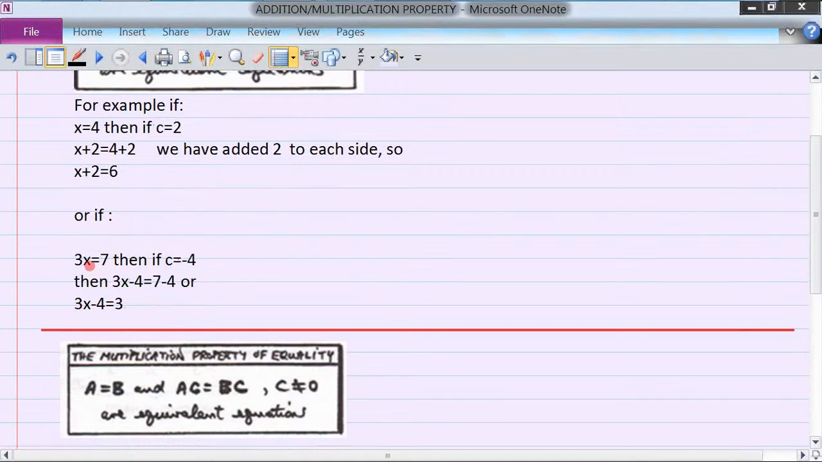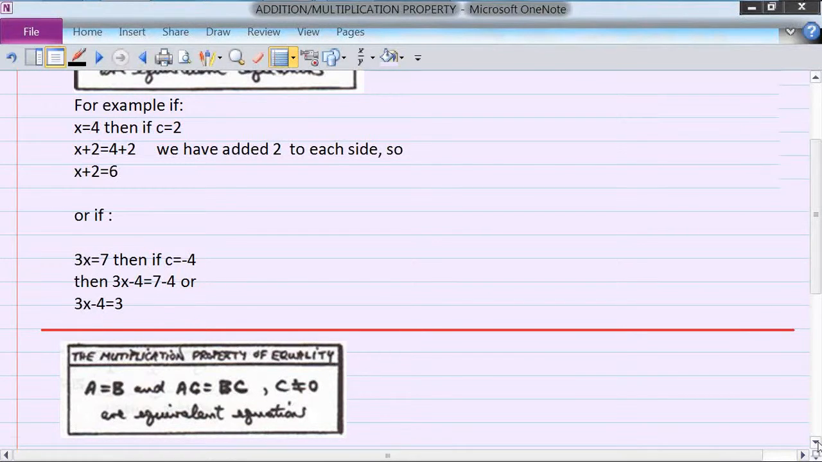Let's say I have 3x equal to 7. This represents my a, this represents my b. I'm going to subtract 4 from the left side of the equation. In order to keep the equal sign, I must subtract 4 from the right side of the equation. So what I do to one side, I must do to the other side. So 3x minus 4 is this, and then 7 minus 4 is 3.